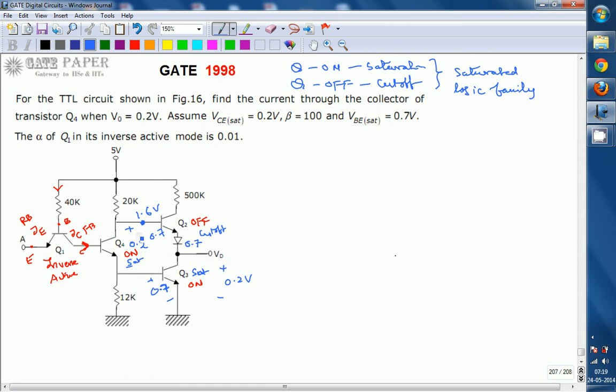So effectively what you are getting is 0.2 plus 0.7, that is only 0.9 volts. You are getting 0.9 volts instead of 1.6. So this Q2 will definitely be in the off condition, it won't be in the on condition. To ensure that, this diode is mainly used.